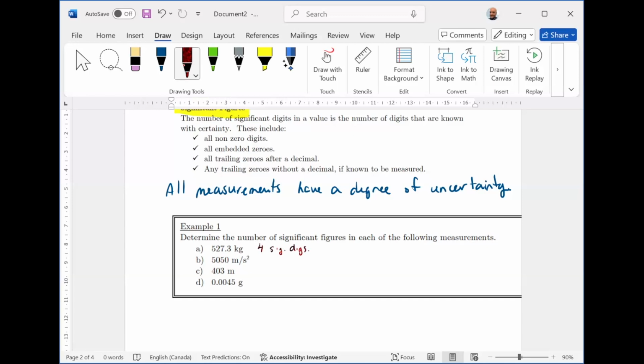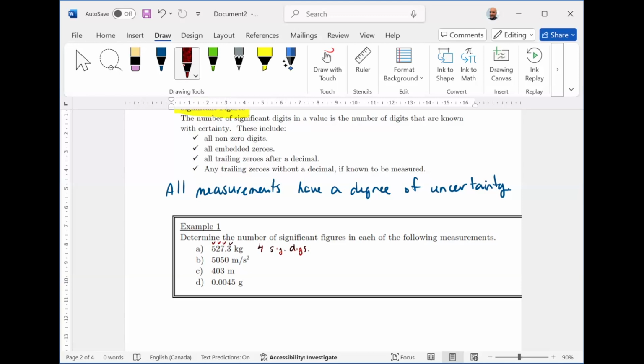okay? Because each of these values is considered significant, they add certainty and precision to the measurement, and so we would count all of them as being significant values, okay? So that one's pretty easy, pretty straightforward.